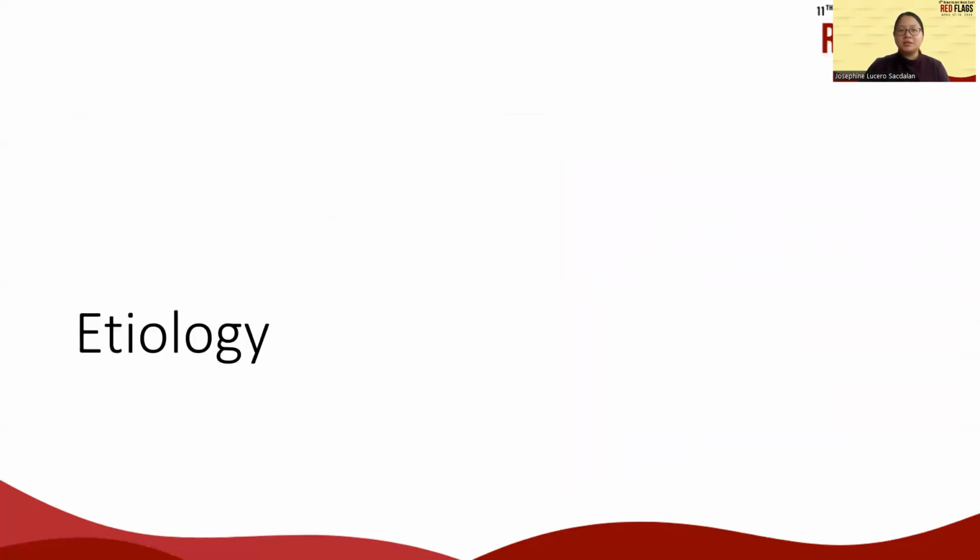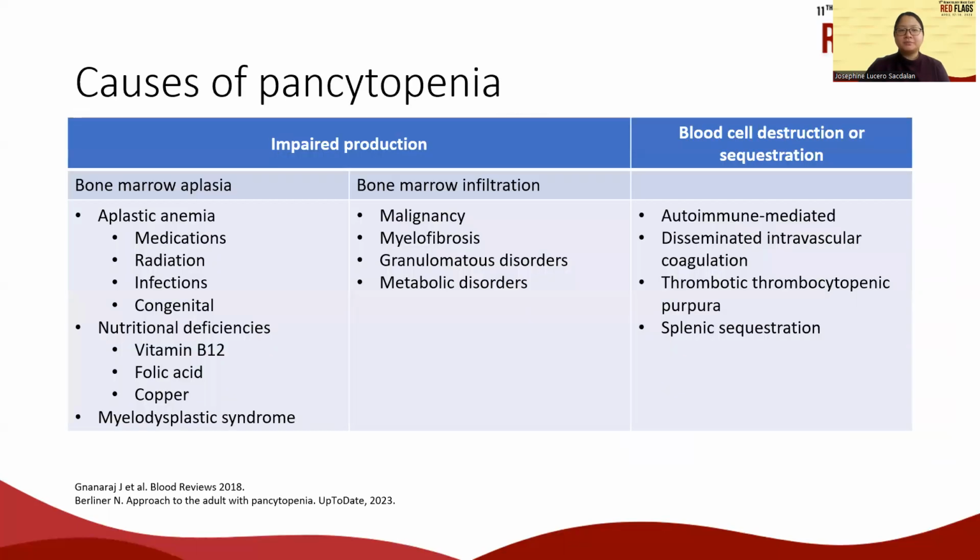There are many etiologies to consider when evaluating pancytopenia. These are categorized broadly into two. First is impaired production, including bone marrow failures of production or aplasia, both primary and secondary, nutritional deficiencies, as well as bone marrow infiltration with cancer, fibrosis, infections, or metabolic disorders. The second process involves blood cell destruction or sequestration, which can be autoimmune mediated from primary autoimmune disease, or those following malignancy, disseminated intravascular coagulation, thrombotic thrombocytopenic purpura, and splenic sequestration.